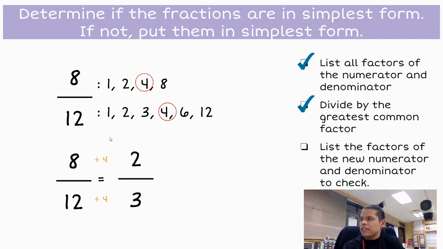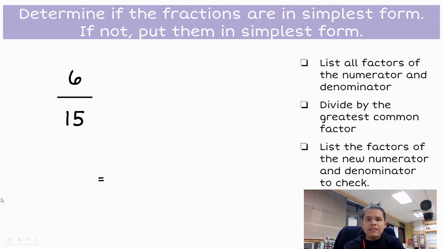So 2/3 is our new fraction that we think is in simplest form. But we have to check it. We need to list the factors of the new numerator and denominator and check. The greatest common factor is 1, so that's how we know it's in simplest form.